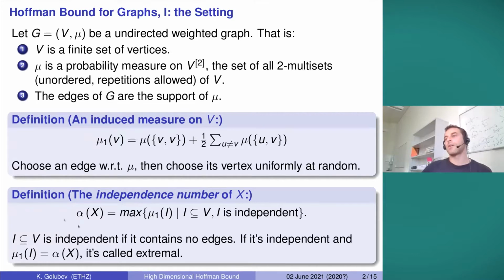That is, we look at all independent subsets of vertices of V, meaning subsets of vertices which do not contain an edge, and we look at their measure and ask what is the maximum measure of this. Any questions so far? That's good. Looks good.